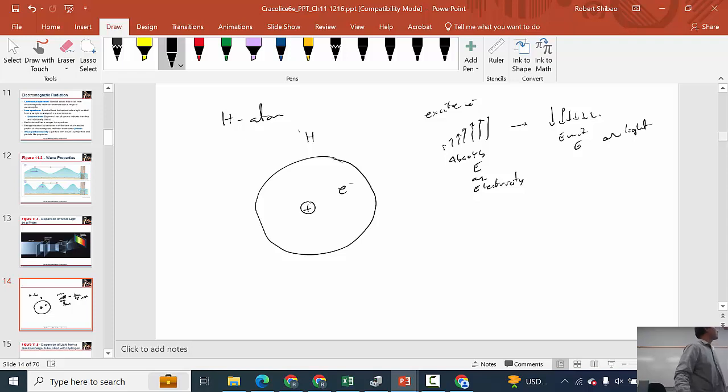So what we're going to do is excite this electron using electricity. Now, how do you get this to absorb electricity? One way we can get it to absorb electricity is like a lightning bolt. We're going to pass a lightning bolt through the hydrogen, but we have to make sure there's no oxygen, because if there's oxygen around, you're going to get an explosion. The hydrogen reacts with the oxygen explosively.